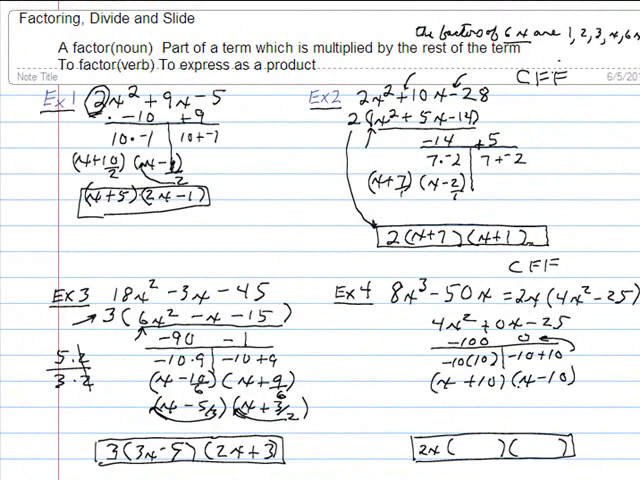Now I do my divide and slide. But remember, the 2x is gone. I've already put it in the answer box. So my lead coefficient is now 4. So I'm going to divide each by 4.